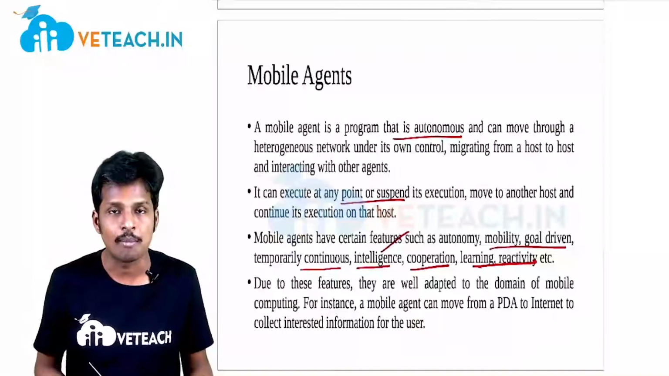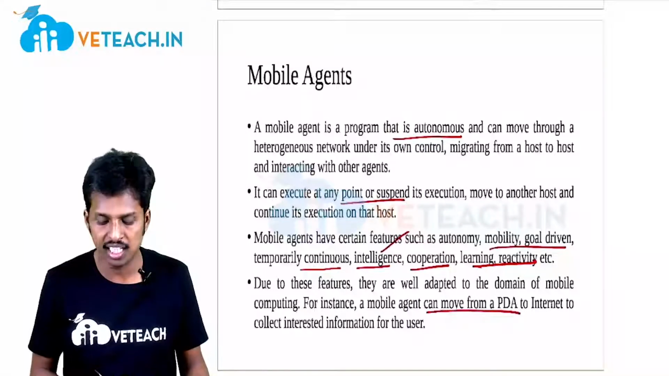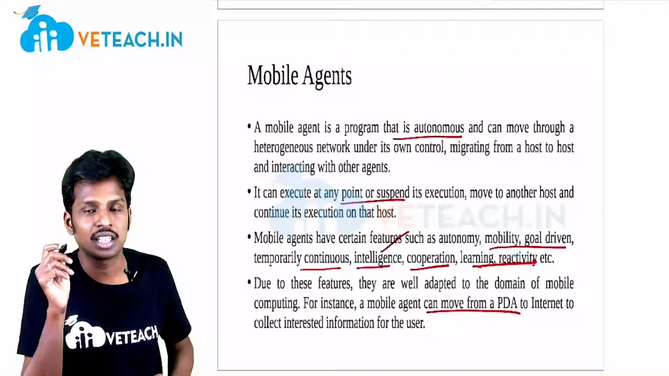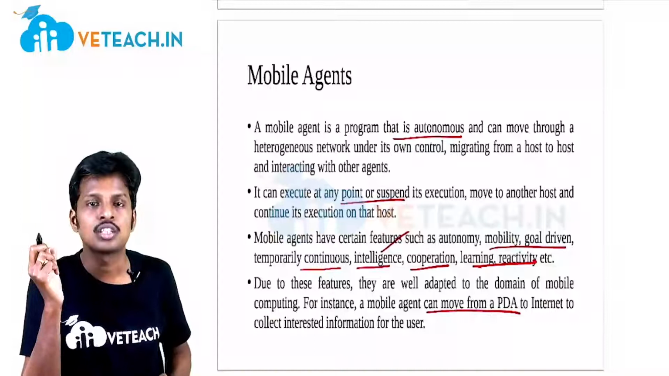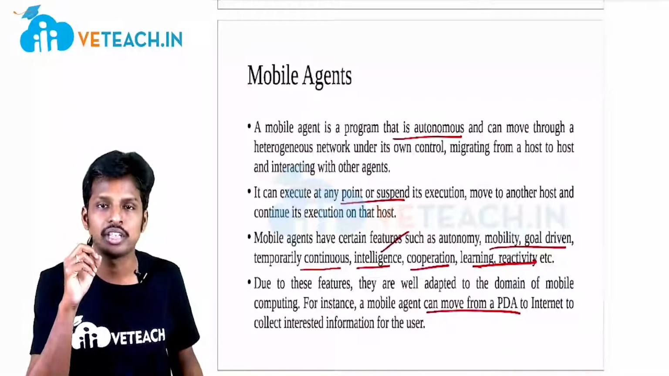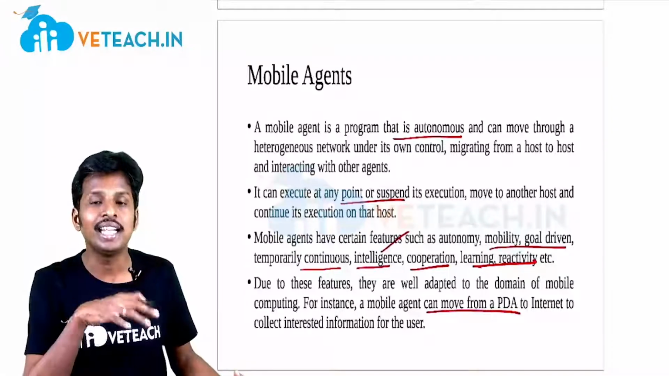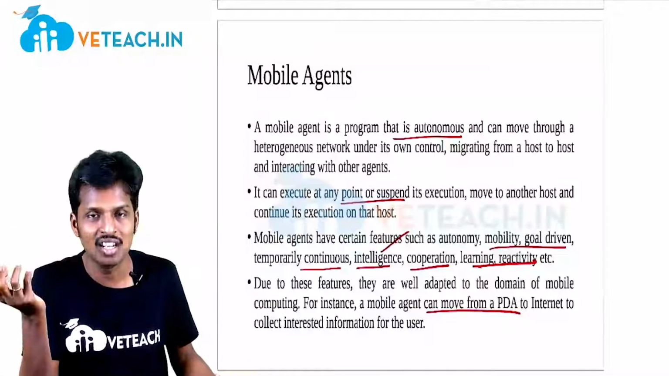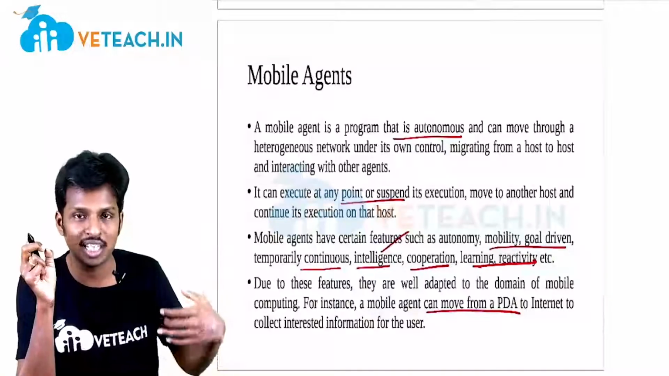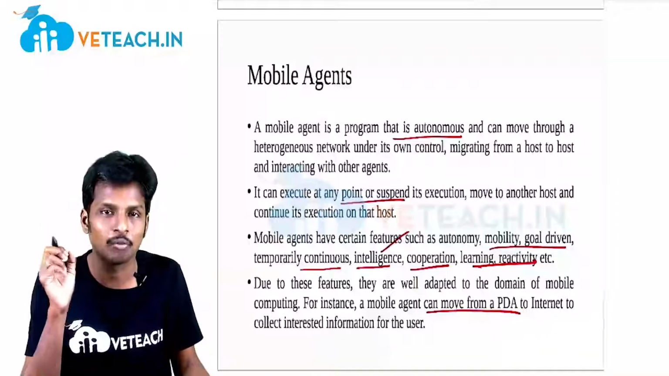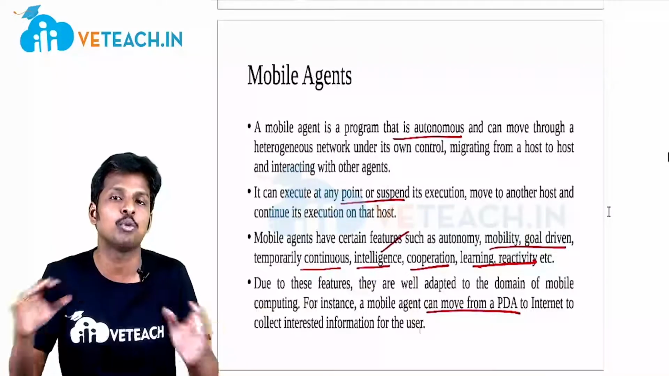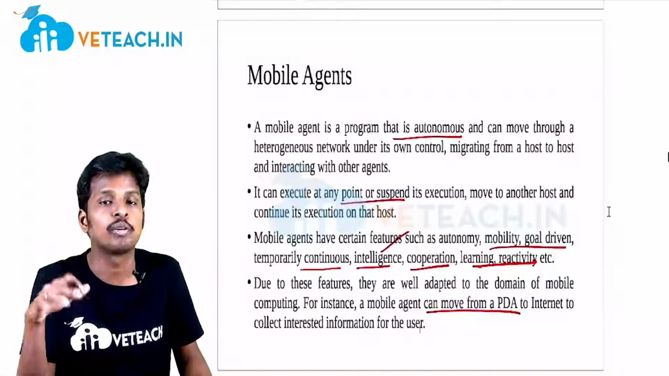For instance, a mobile agent can move from a PDA to the internet to collect information of interest to the user. For example, if I am working on a personal digital assistant and you have requested some data from the internet, this mobile agent, on your behalf, is going to shift from the PDA to the internet and get the data that is required. Then from the internet, it is going to switch again to your PDA and display the required information to the user. In this way, a mobile agent can be moved from one host to another host to perform an action.